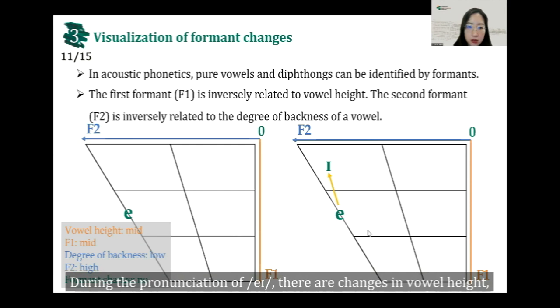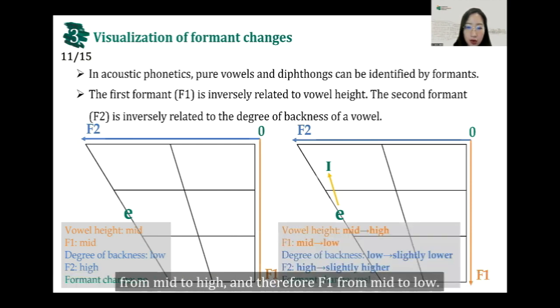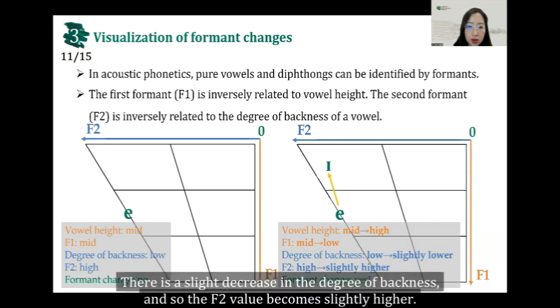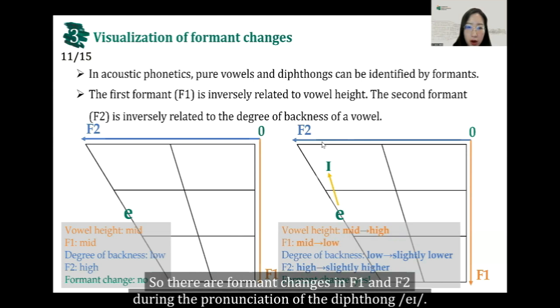During the pronunciation of A, there are changes in vowel height from mid to high, and therefore F1 changes from mid to low. There's a slight decrease in the degree of backness, and so the F2 value becomes slightly higher. So there are formant changes in F1 and F2 during the pronunciation of the diphthong A.